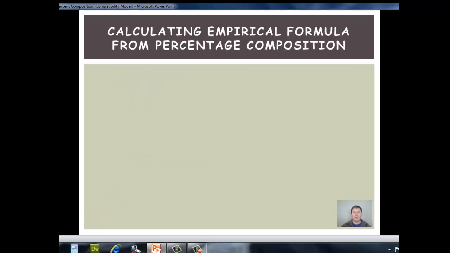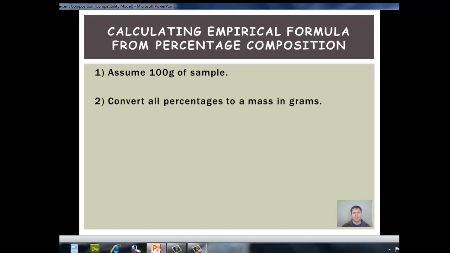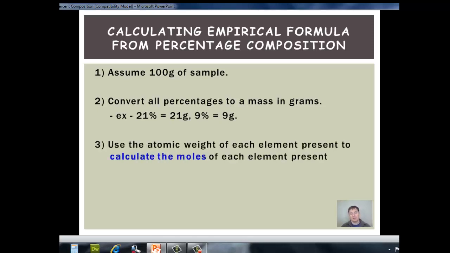Okay, guys, just a quick review of how to do the empirical formulas. You may want to copy this down. It'll help you to remember. First, assume there's 100 grams of the sample. Second, convert all those percentages to a mass in grams if we are assuming 100. That way, for percentage, you just put grams. So 21% becomes 21 grams. 9% becomes 9 grams. Seriously.